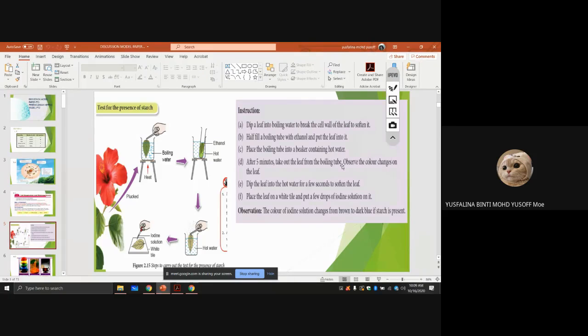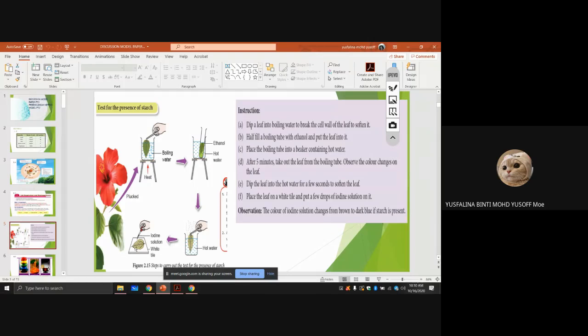Okay, you can observe the color change on the leaf. And then for the next one, you dip it again into the hot water for a few seconds to soften the leaf, and then you put it on the white tile.